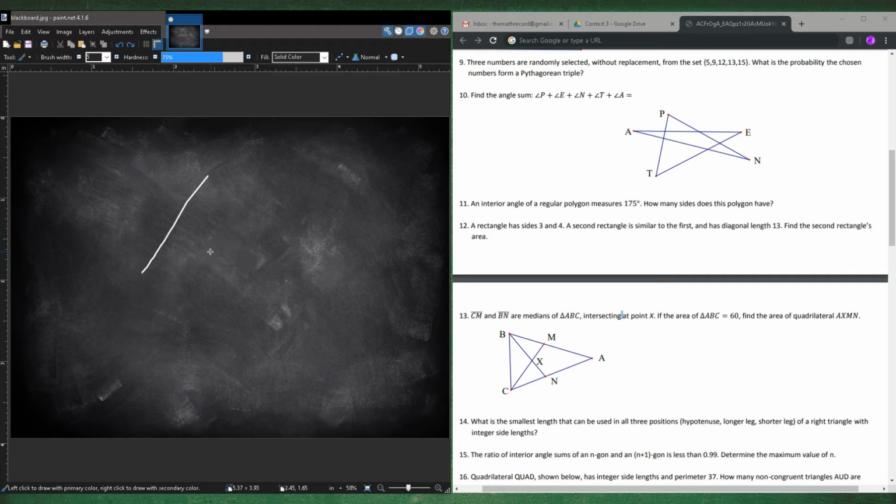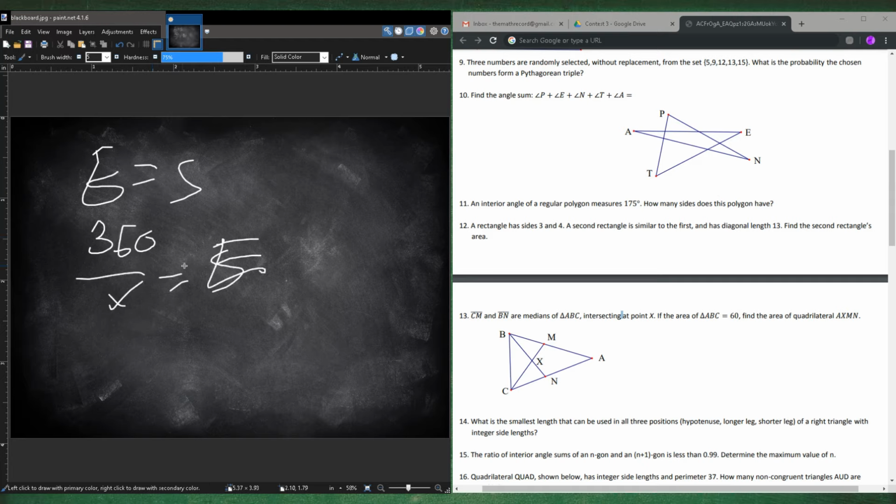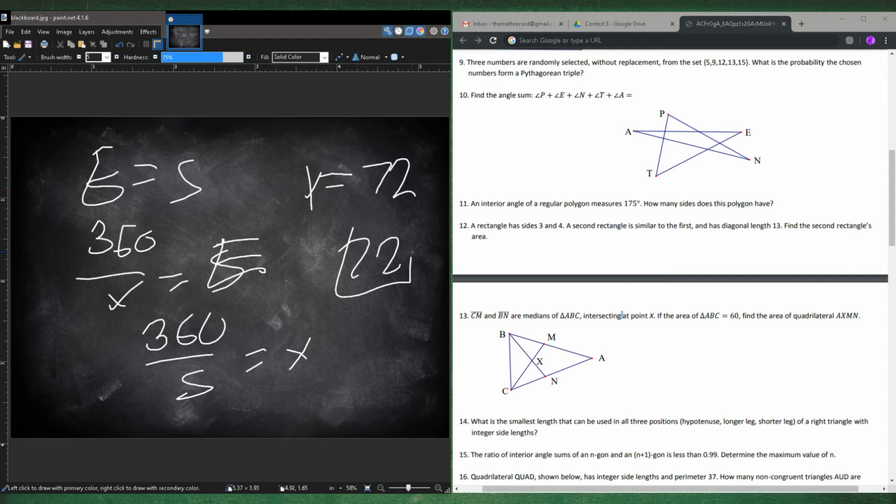Since they're made by straight lines, it's going to be 180 degrees. So the exterior of this one is 5. And to find the exterior angle, it's just 360 divided by the number of sides. And the exterior is equal to 5, so 360 divided by 5 is equal to x, which is the number of sides. So x is equal to 72. So the number of sides I have is 72. So number 11 is just 72. It's basically just that easy.